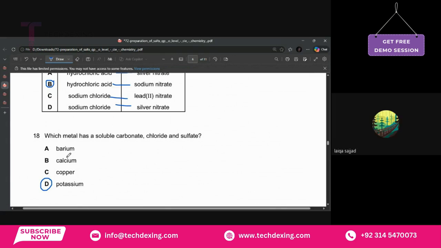What about copper? Which salt of copper is insoluble? Is it carbonate, chloride, or sulfate? Copper carbonate, which is insoluble.